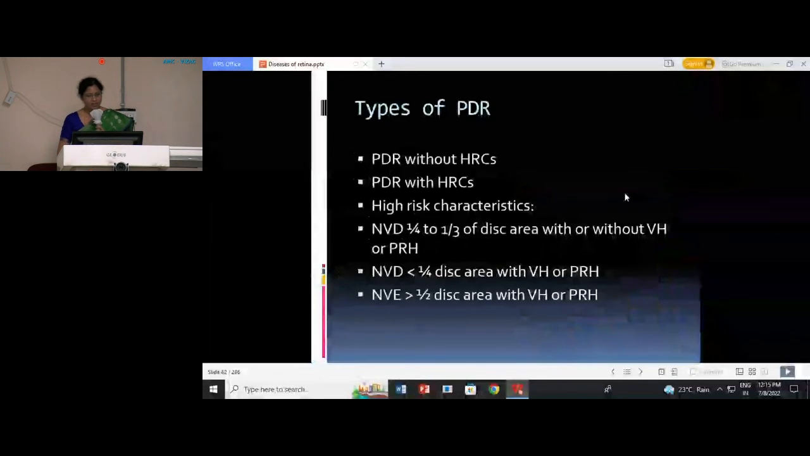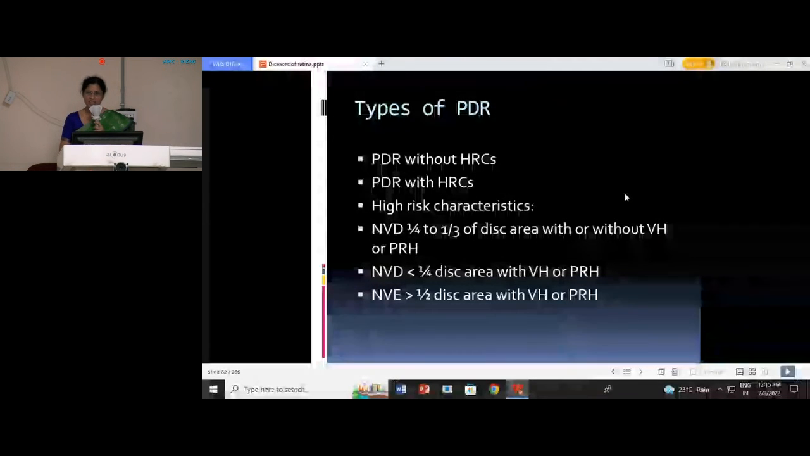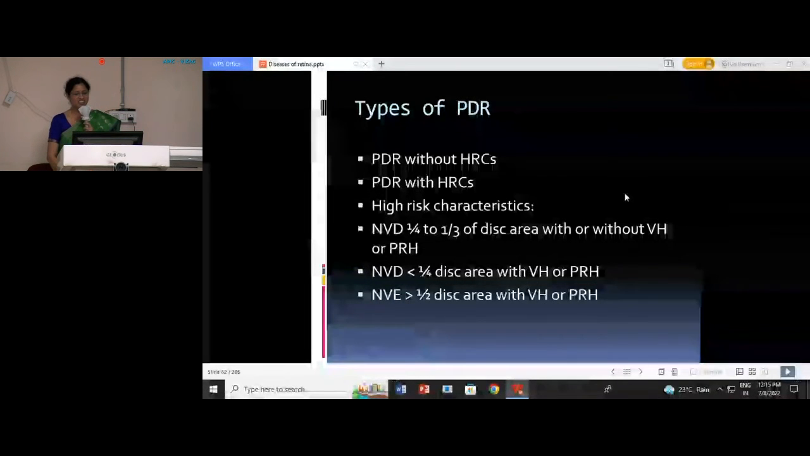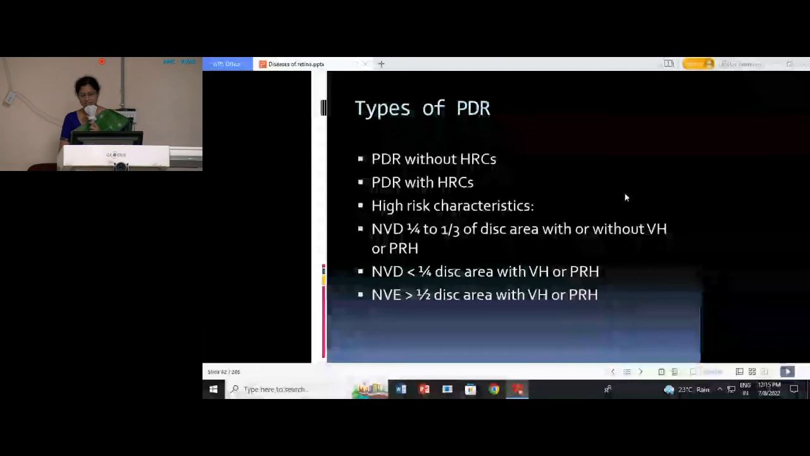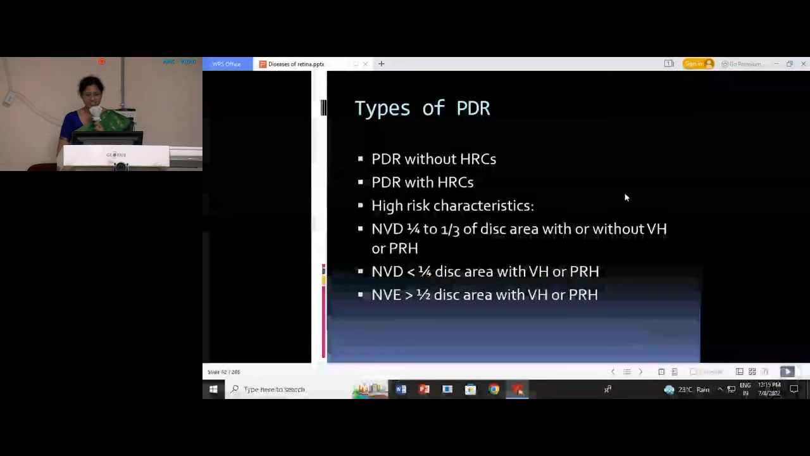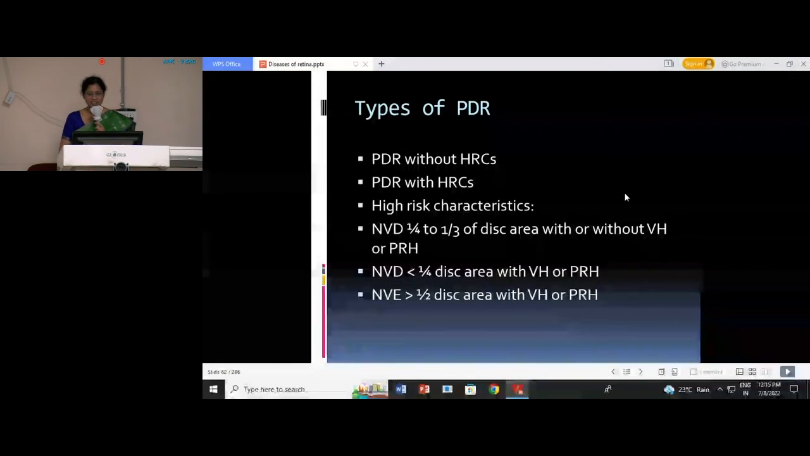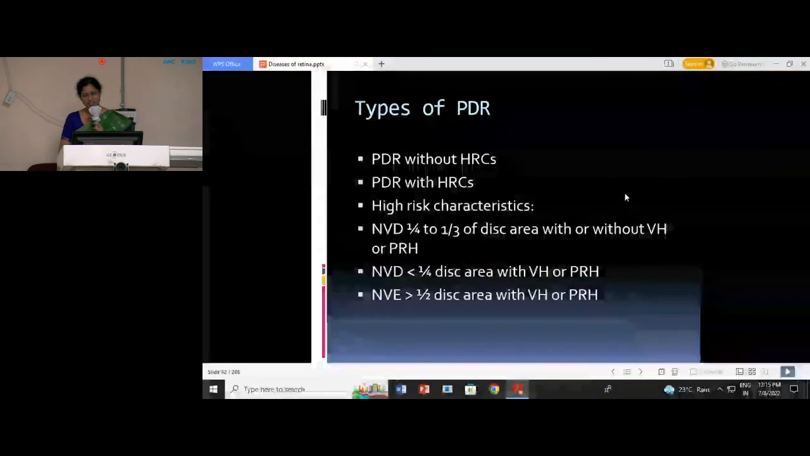Then what are the types of PDR? PDR without high-risk characters and PDR with high-risk characters. So what are the high-risk characters? We have the NVD, 1/4 to 1/3 of disc area, with or without vitreous hemorrhage or preretinal hemorrhage. And then NVD less than 1/4 disc area with vitreous hemorrhage or preretinal hemorrhage, and then NVE more than half disc area with vitreous hemorrhage or preretinal hemorrhage.